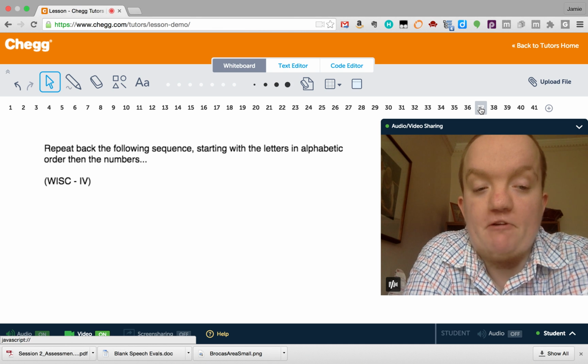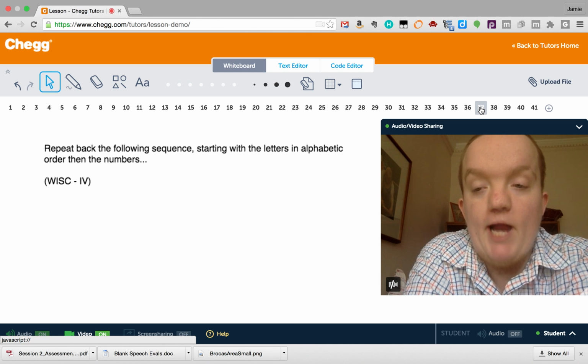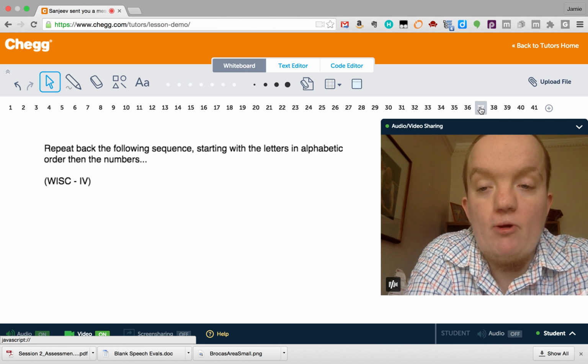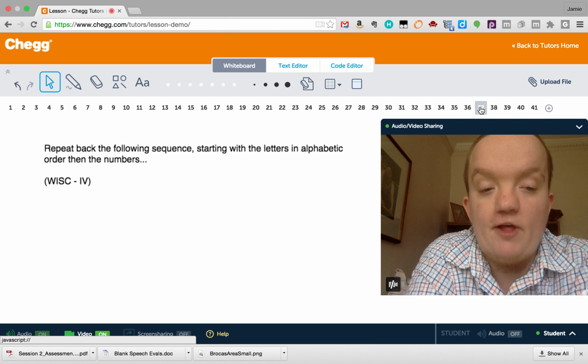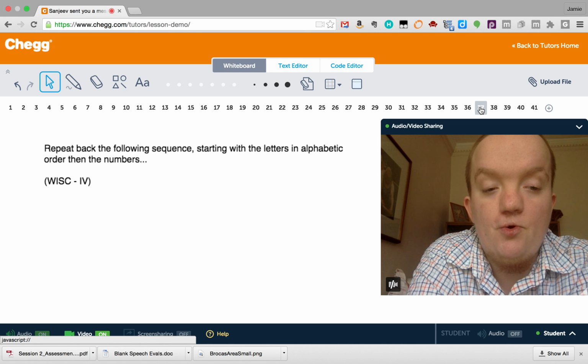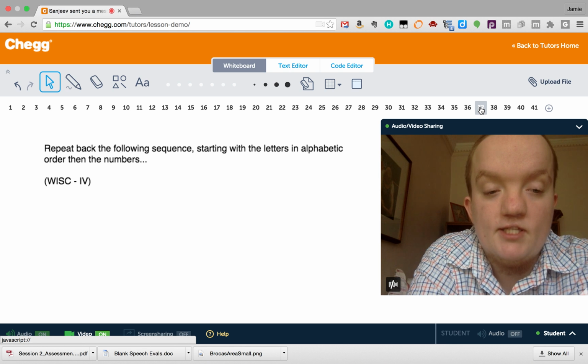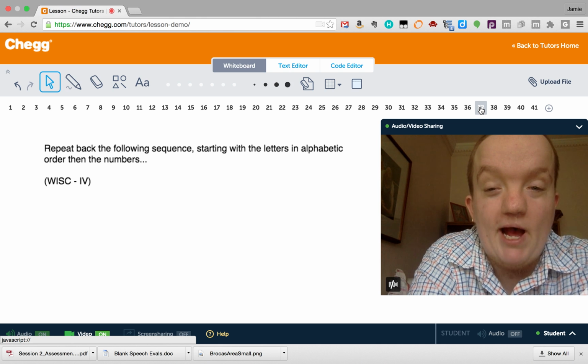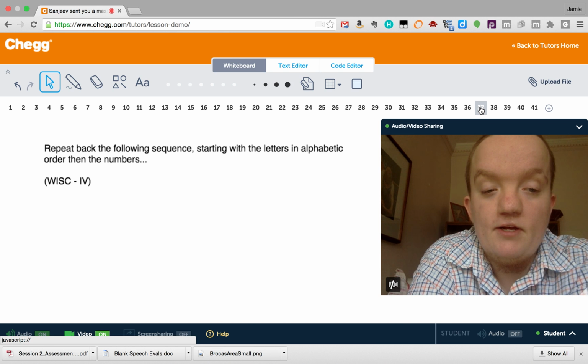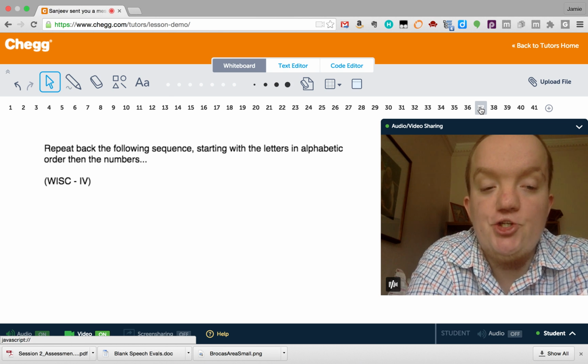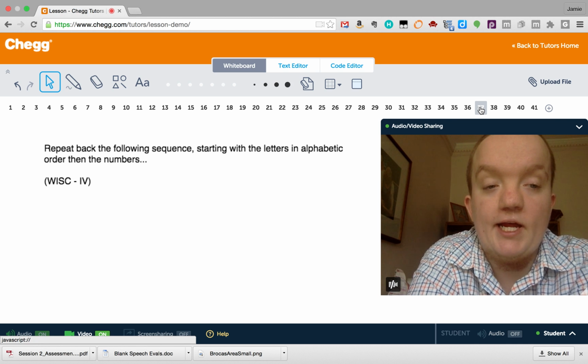Here's an example from the WISC-IV and intelligence tests. They might ask you, repeat back the following sequence, starting with letters in alphabetic order, then the numbers in numeric order. A, 3, B, 7, Q, R, 12, 11, Q, S, T, V, Z, 5. How's that for repeating back? Can you do it? This is a test of working memory, how we can juggle things in our minds at the same time and get accurate and consistent and fast results.